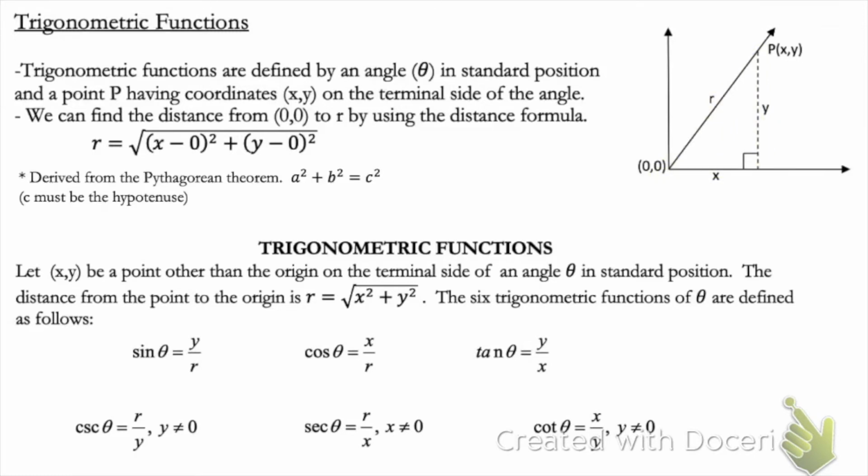Cosecant, secant, and cotangent are just the equations above them flipped. So cosecant is r over y. We have a note here that y can't be 0. If it was 0, then we would be dividing by 0, which we can't do. Secant is just cosine flipped, and cotangent is tangent flipped.